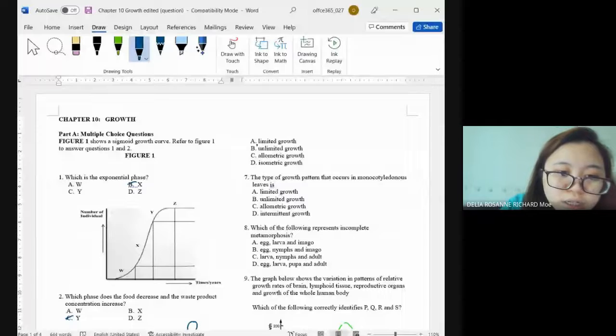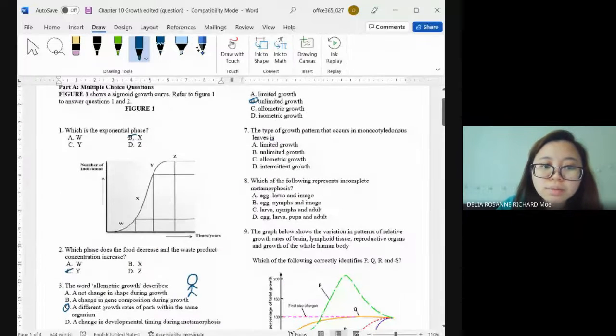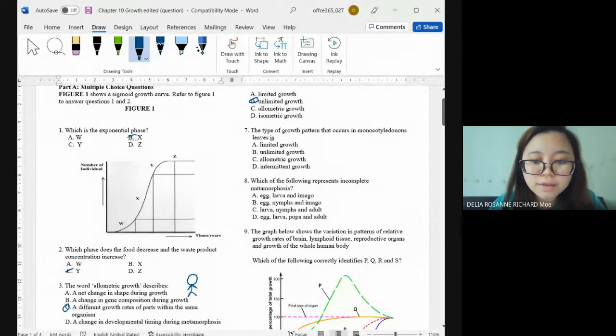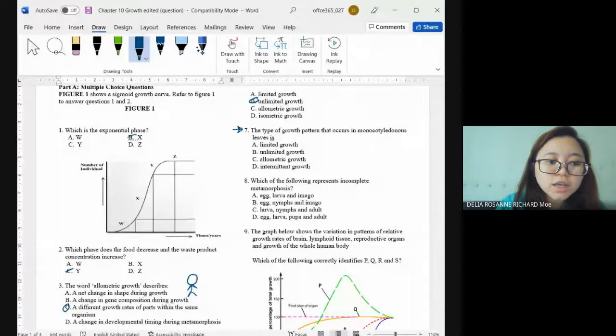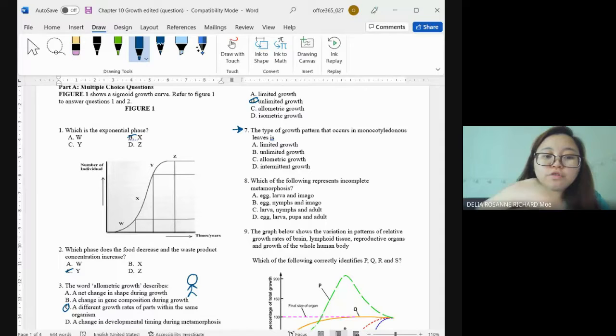Okay, number 6. Answer is B. Sebab dia cakap, woody perennial plants. Okay, so jenis pokok. Answer is B. And number 7. For question number 7, can anyone share to me their answer? The type of growth pattern that occurs in monocotyledonous leaves is... or before you share your answer, you tell me what is an example of plant with monocotyledonous leaves.